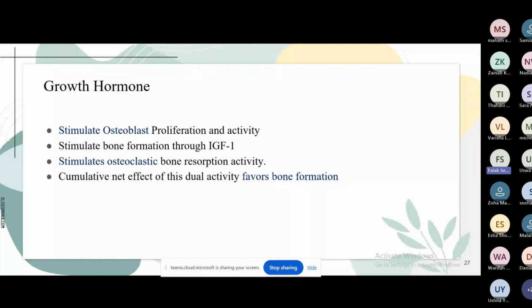So it's going to activate both osteoblast as well as osteoclast, while the cumulative net effect of this dual activity favors bone formation. Remember, parathyroid hormone, vitamin D3, they are all going to increase the osteoclastic activity, while estrogen and the calcitonin, they are going to increase the bone formation by inhibition of osteoclastic activity and increase osteoblastic activity. While growth hormone has dual effect, but the net effect favors bone formation.